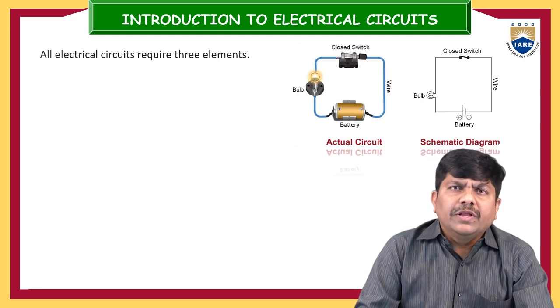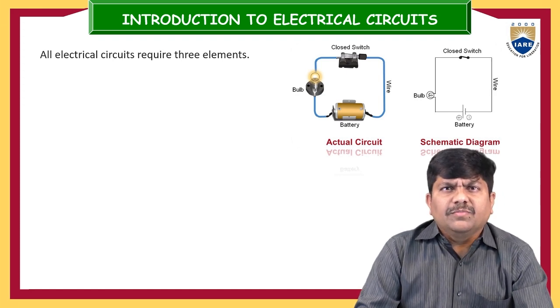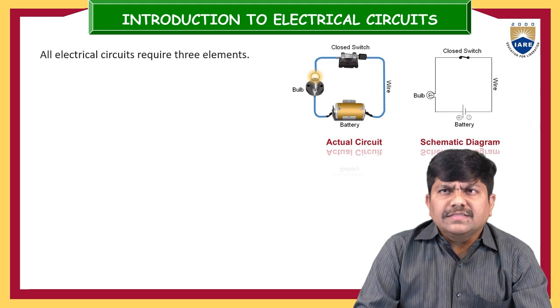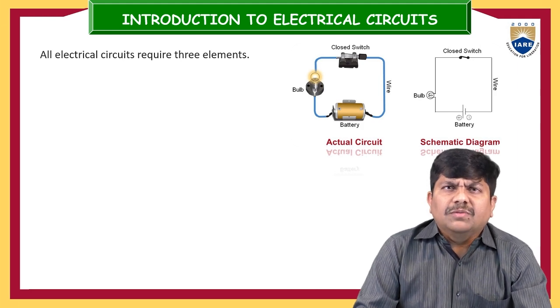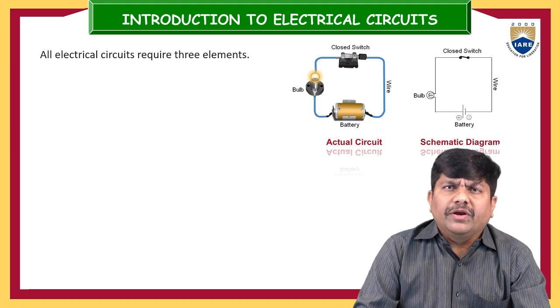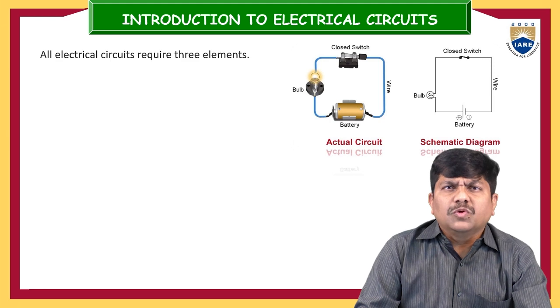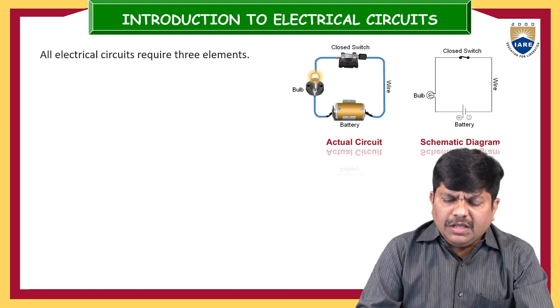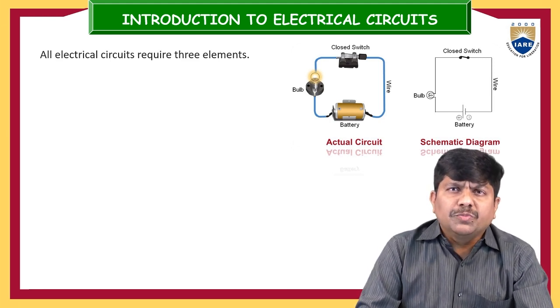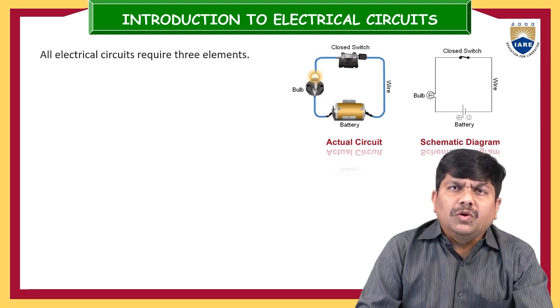The second one is the load. In this case, the electrical bulb is the load. The bulb will have some resistance in it, that is the load resistance. The third point is that there must be a closed path. How can we get the closed path? This bulb and battery are to be connected by means of a conducting wire. That conducting wire allows the transmission of electrical energy from the battery to the load.